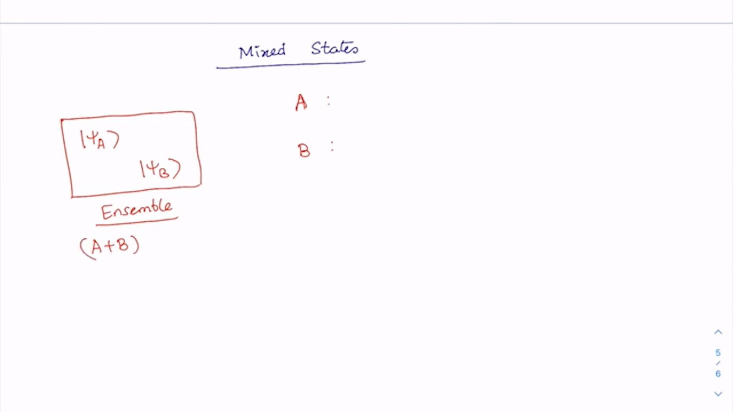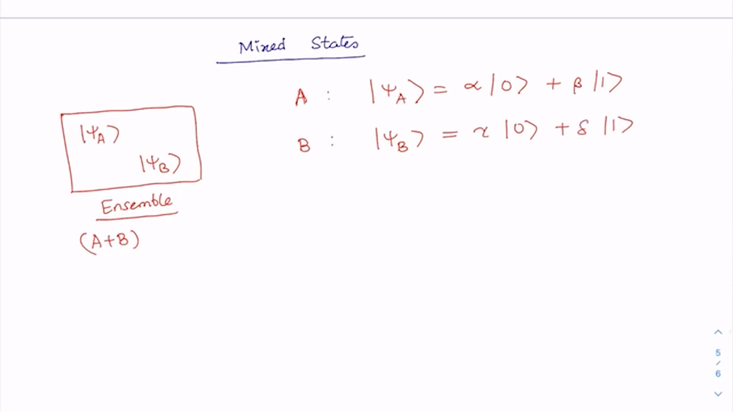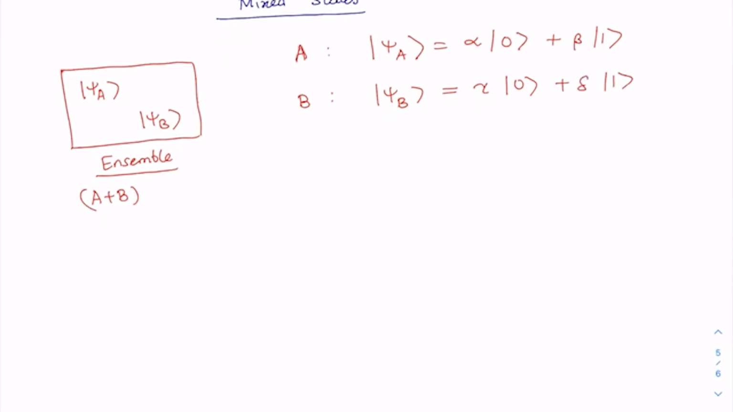Then here A is represented by the state vector psi A, which is a superposition of the basis states |0> and |1>, and psi B is also a superposition of |0> and |1> with associated coefficients gamma and delta here. Now from this ensemble, the probability that one can pick up psi A is say P, and the probability that the state psi B is picked up is 1 minus P. These are statistical probabilities or classical probabilities.